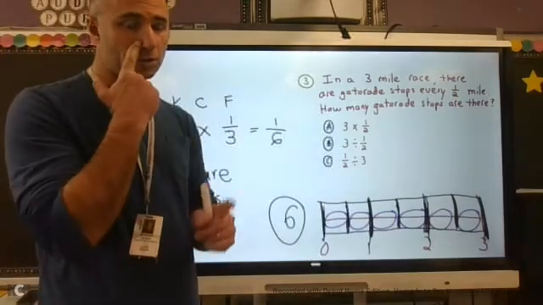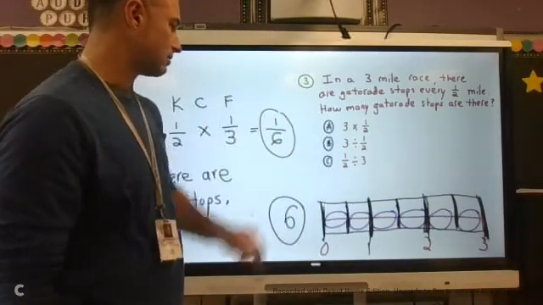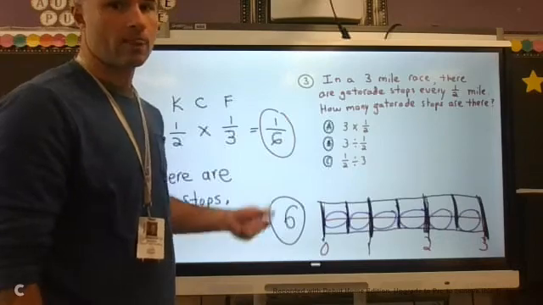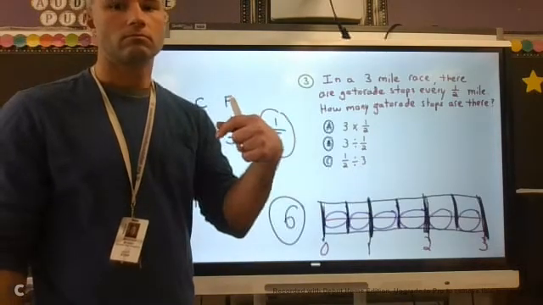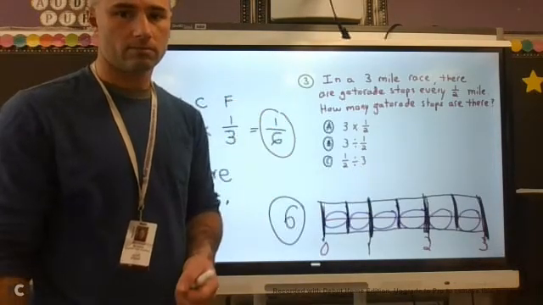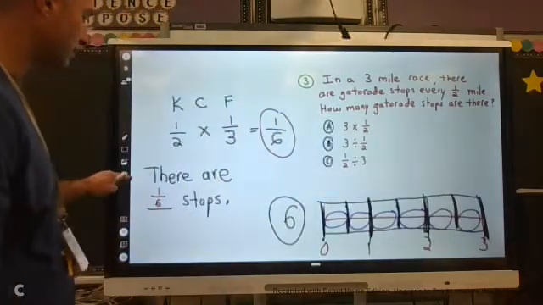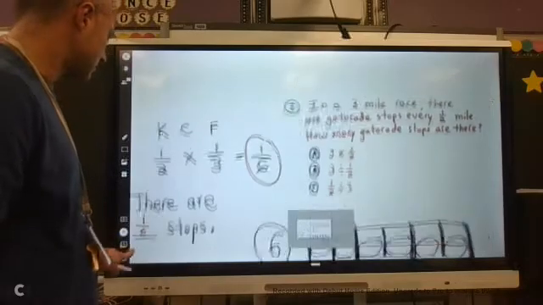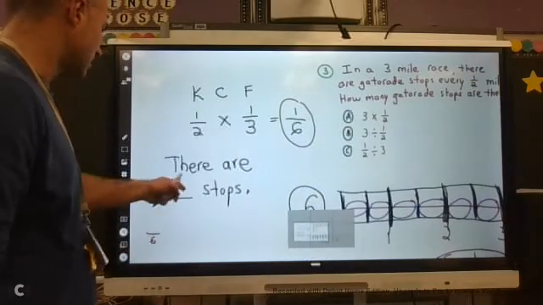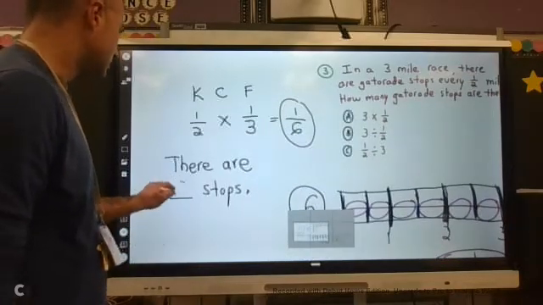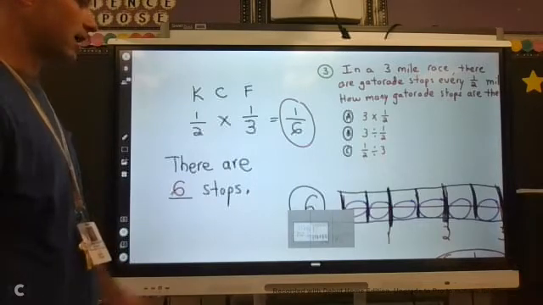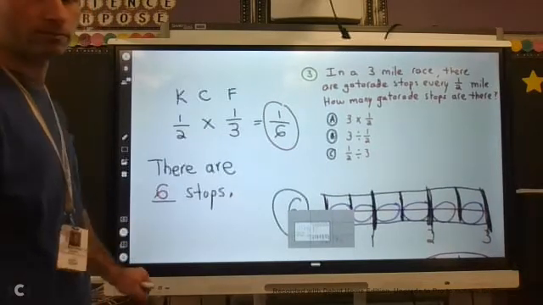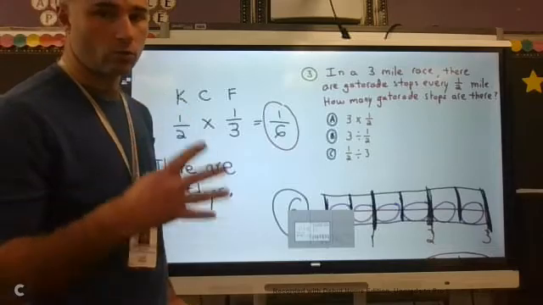So, if you just so happen to accidentally get 1/6 originally with this, you know you made a mistake. And then you also want to write this in a sentence to see if your answer makes sense. Now this does make sense to say that there are 6 stops. There are 6 stops. And I can visually see that with my picture. So let's move on to question 4.